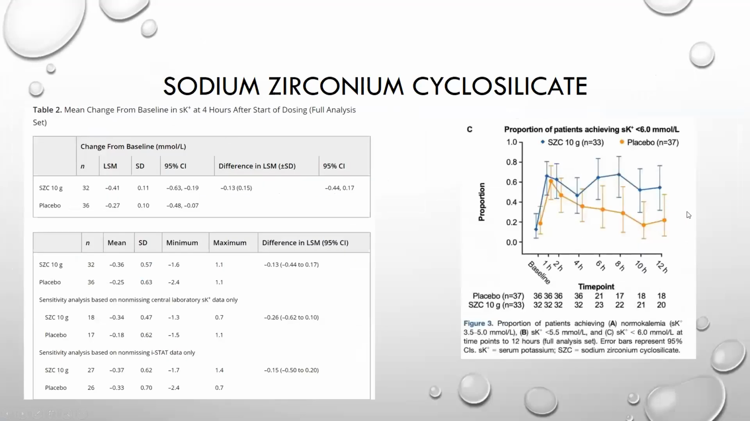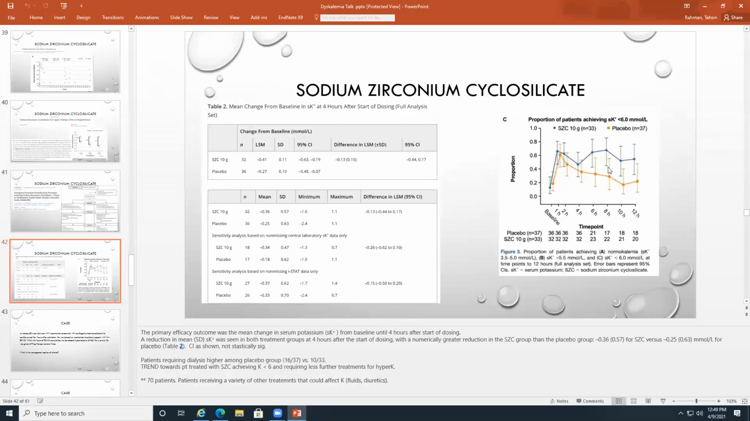so let's focus on this graph on the right. There is a trend towards patients treated with Lokelma along with insulin and dextrose achieving potassium less than 6 and requiring fewer further treatments for hyperkalemia. Again, relatively small study, and I will also take it with a grain of salt because these patients received other treatments along in their course that could affect the potassium itself, including fluids, diuretics, and all that stuff.